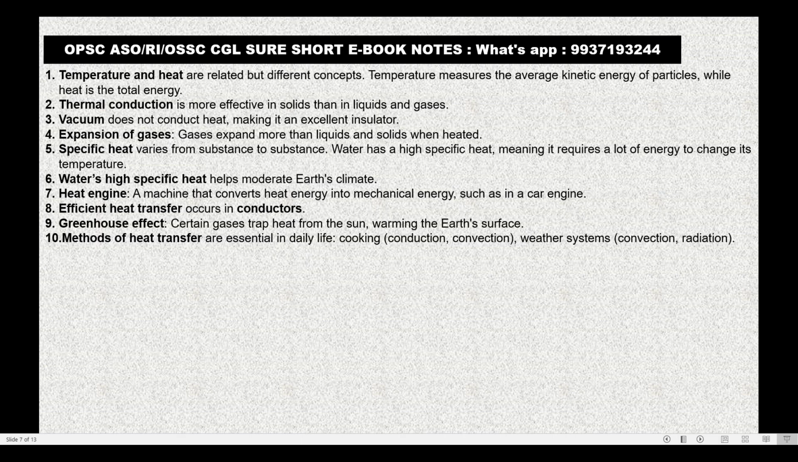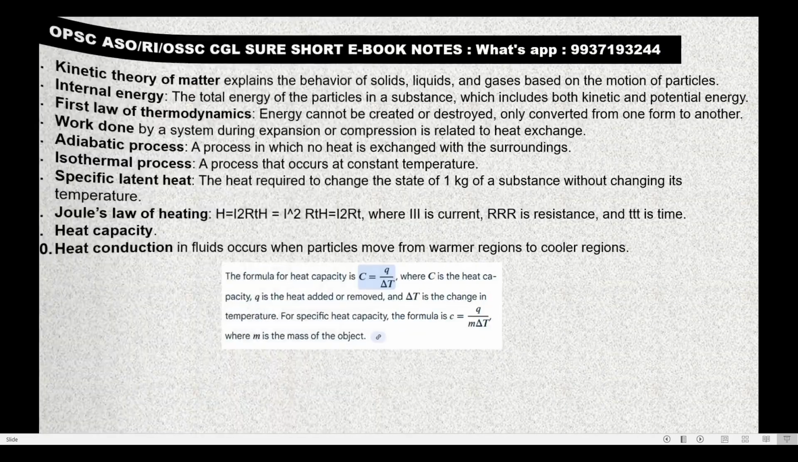Heat engine: a machine that converts heat energy into mechanical energy, such as in a car engine. Efficient heat transfer occurs in conductors. Then the greenhouse effect: certain gases trap heat from the sun, warming the Earth's surface. Methods of heat transfer are essential in daily life: cooking, conduction, convection, weather systems, convection, and radiation.